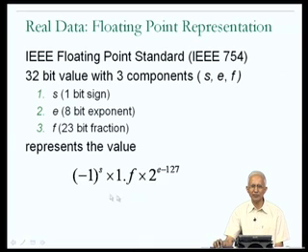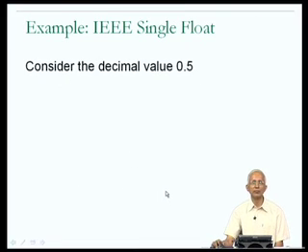So we do need to understand a few things about this representation. First of all, why do they use this 1.f? And secondly, why don't they just raise 2 to the power e instead of having 2 raised to the power e minus 127? I'll talk about this, but first let's look at an example.